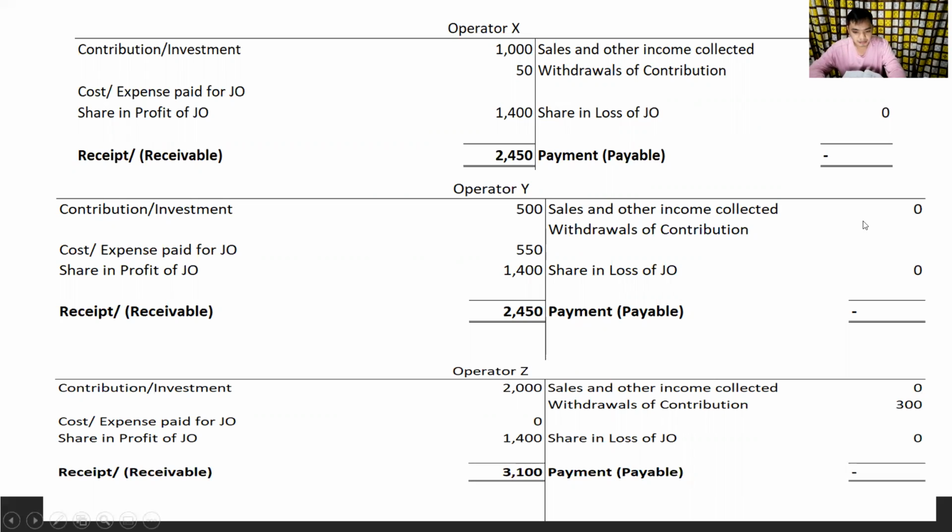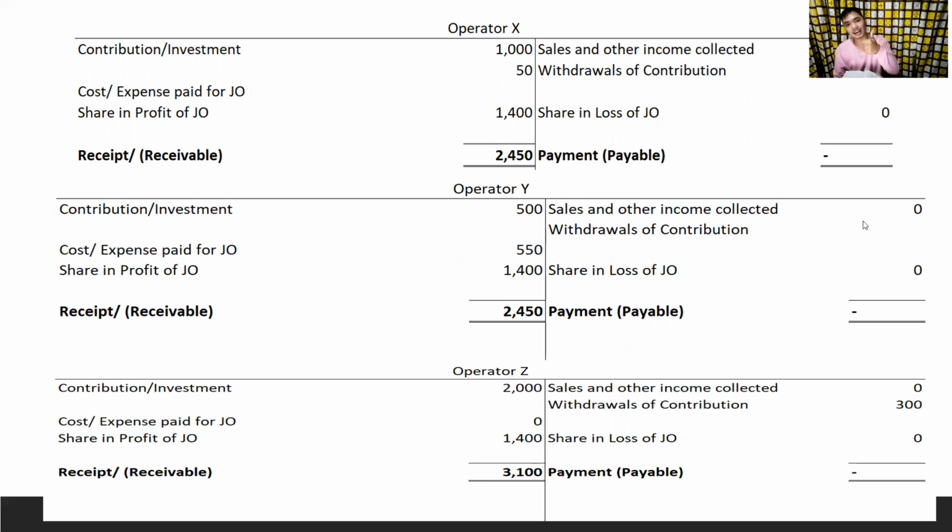The contribution and investment stated in letter C was sent by Z to Y, which is 2,000. Cost and expense, there's none. Share in profit of 1,400. Again, assume that Z will be charged the unsold inventory. So there will be a withdrawal of contribution of 300. So the amount of receipt or receivable is 3,100 pesos.